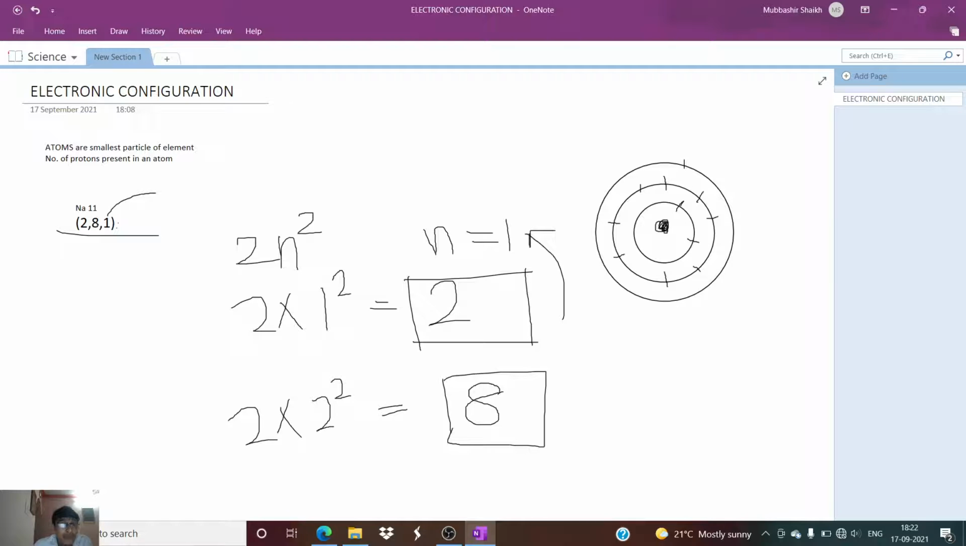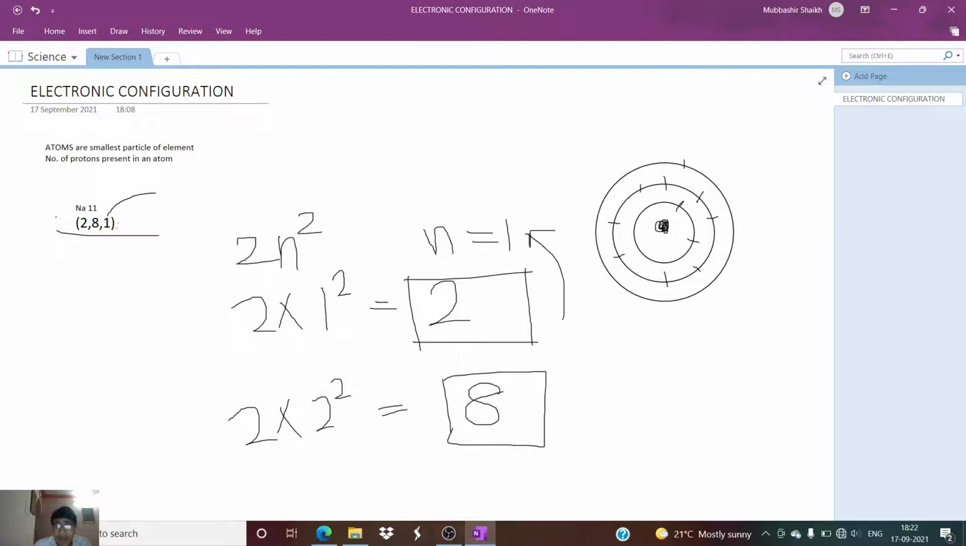And by knowing the valency, we can state whether the element is highly reactive or less reactive, okay. So as the valency is low, that means the sodium or the element is a highly reactive element, okay. So for this purpose, we define the electronic configuration of each and every element, okay. So how can we write the electronic configuration? The general criteria of writing an electronic configuration is very simple.